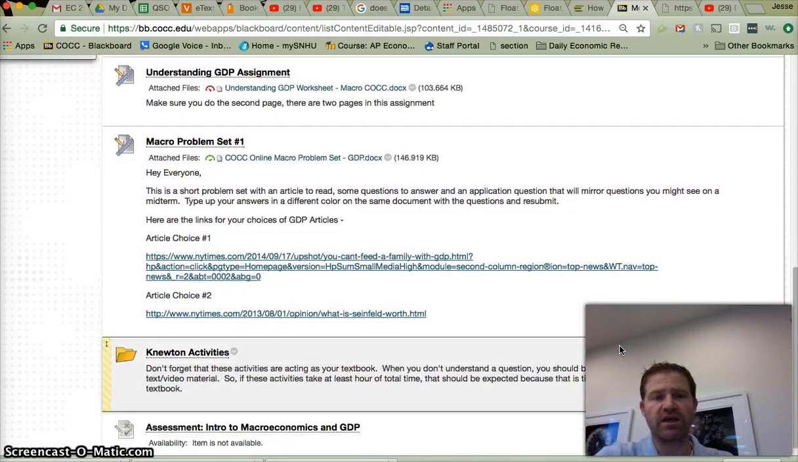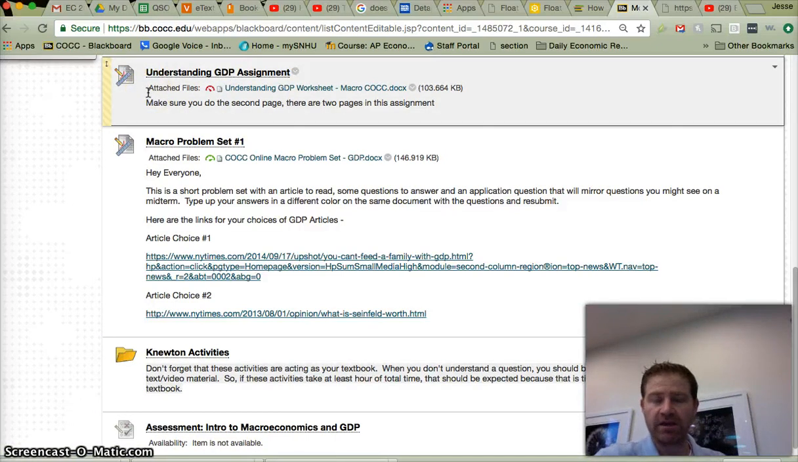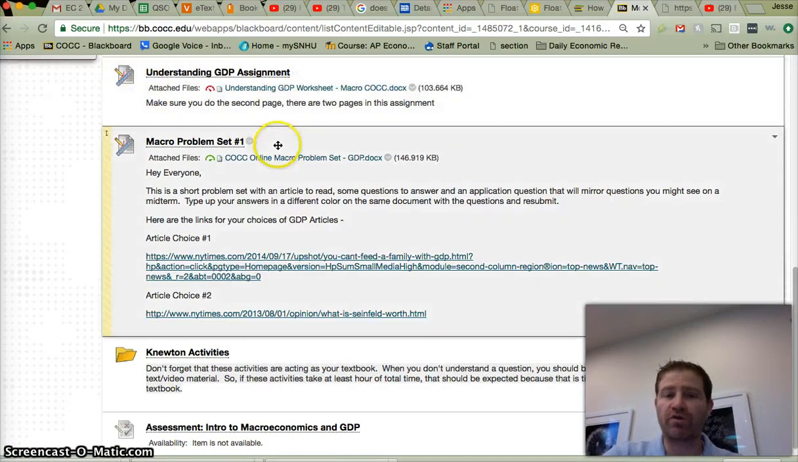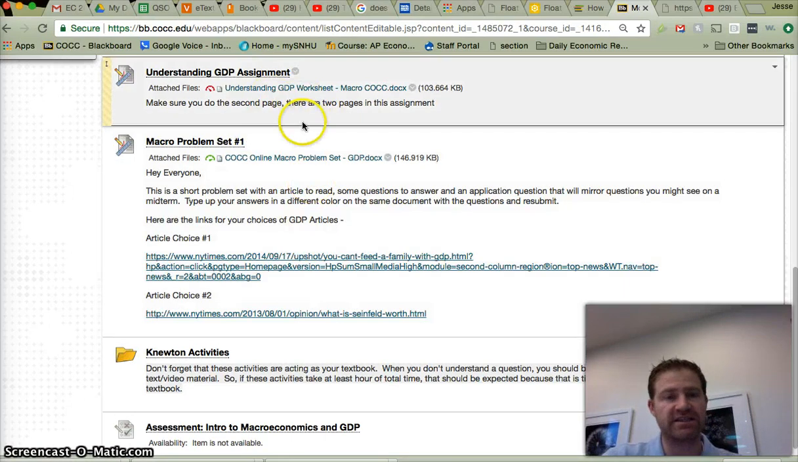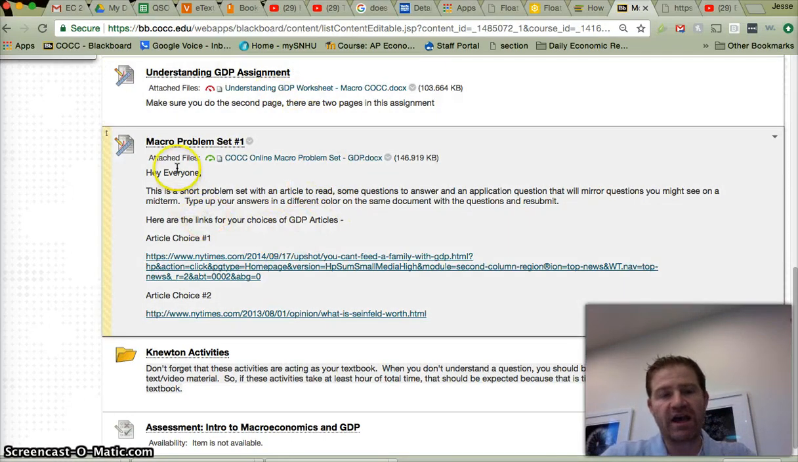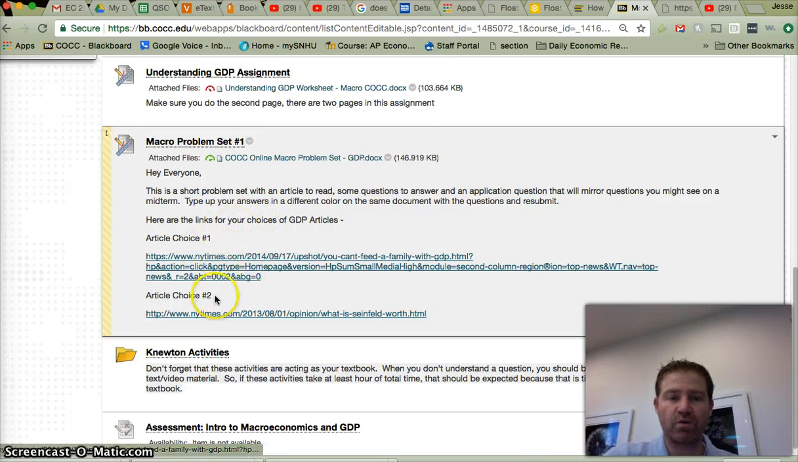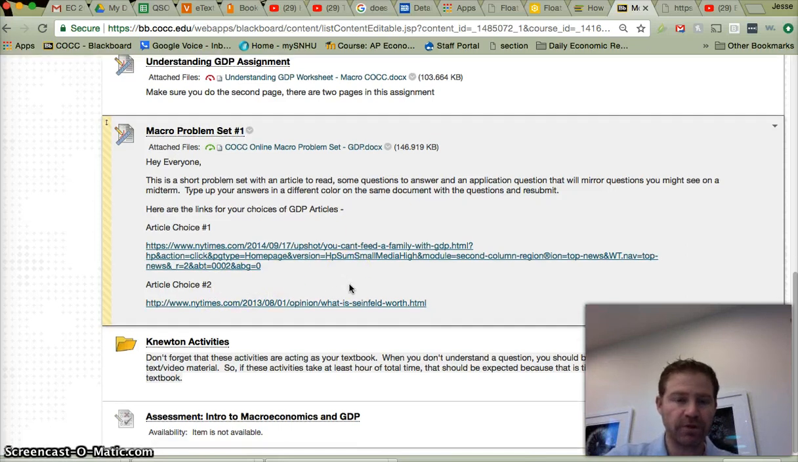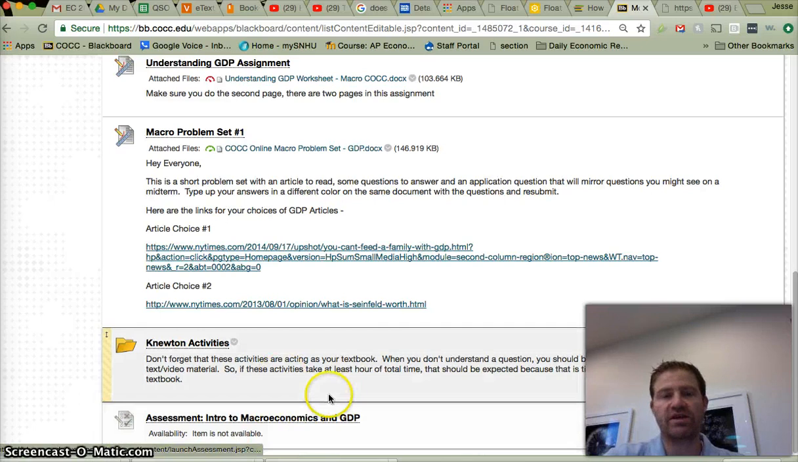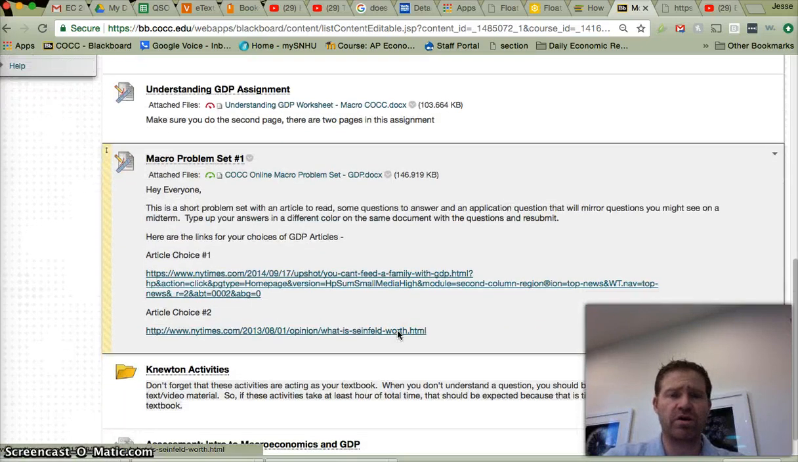So going down to the assignments this week, we have an Understanding GDP assignment. Pretty straightforward. After you go through the soft chalk, I think you'll be able to do this fairly easily. And then we have a problem set. Problem set number one is really focused on GDP. So there's a couple of questions that you need to figure out. And then it asks you to read one of these two articles and basically analyze what it's telling you about GDP, right? Again, we have Newton and a little quiz at the end. So it's a pretty straightforward week.